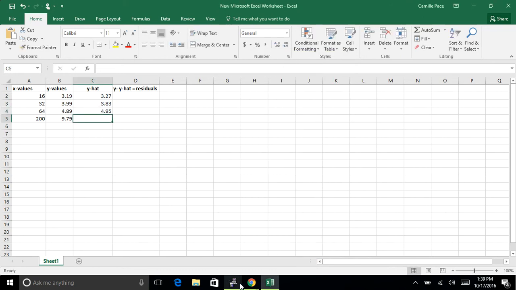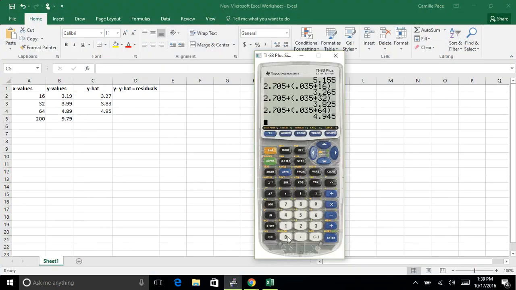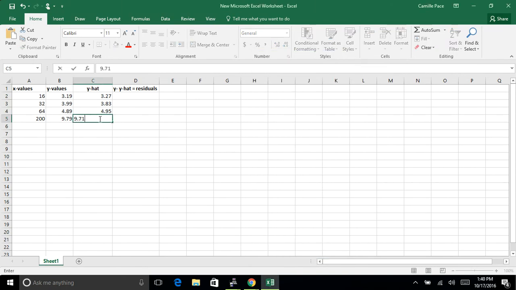And then for this one, our last one, I'm going to do the 200. So it's going to be 2.705 plus 0.035 times 200. Okay, so what did I just do? All I did is I took my actual X values and I plugged them into our line that we got off the calculator. So this one is going to be 9.71. All right, look how close my Y values are to these actual Y hat values, which is really, all I did is I plugged my X into my line of best fit, and that's what I got.